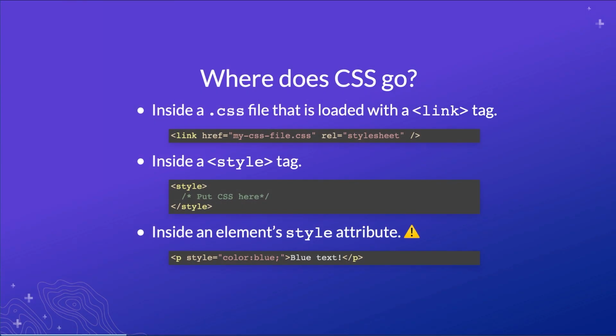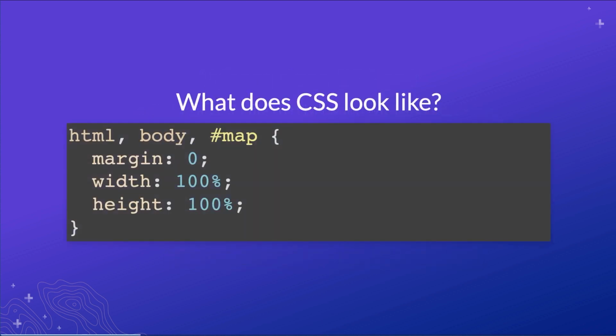But where does CSS go? A CSS file referenced by a link tag is the most common place. That way, many HTML documents can reference the same CSS document. You can also style a single HTML document directly by using the style tag inside that document's head tag. And as a last resort, you can put CSS inside an element's style attribute.